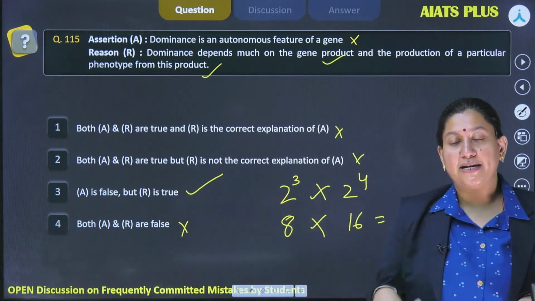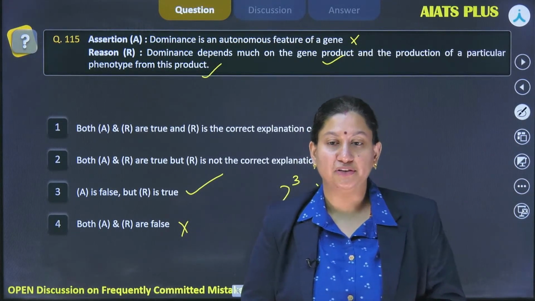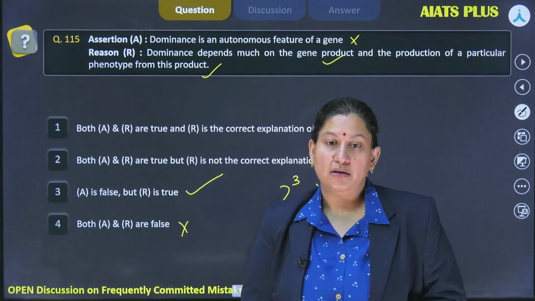Number of gametes you have to identify and then just simply multiply it, because the fusion of that is going to decide how many types of different zygotes you will be having. Okay?